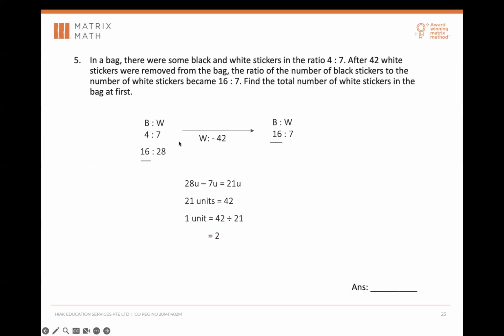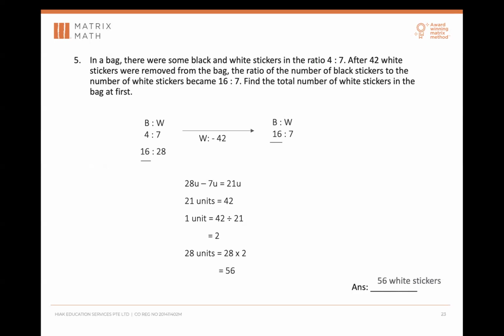Now, read the question again. Find the total number of white stickers in the bag at first. Take note, the question is asking number of white stickers at first. So make sure you pick the right number. This is white stickers at first. Okay, at first. This is after. So at first 28 units, so 28 multiplied by 2. 56.